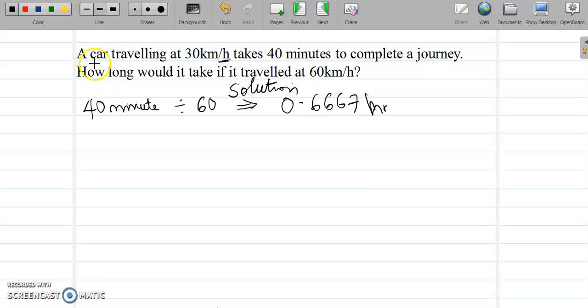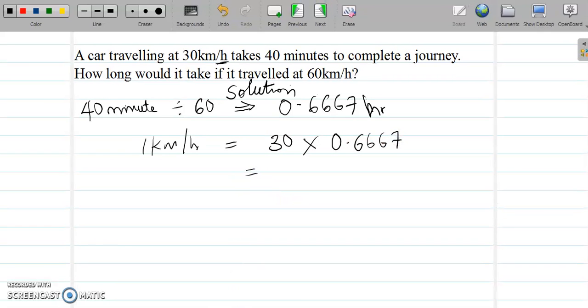Now, the question goes like this. A car traveling at 30 kilometers per hour takes 0.6666 hours to complete a journey. How long will it take if it traveled at 60 kilometers per hour? Now, a car traveling at 30 kilometers per hour, we take this. Then in 1 kilometer per hour, it will take 30 multiplied by 0.6667.